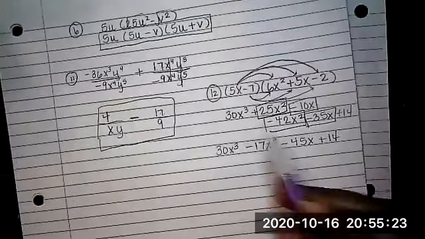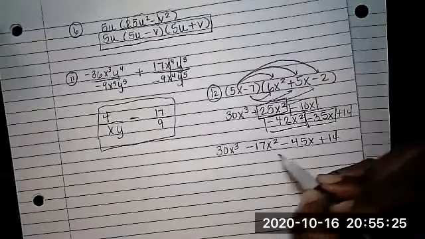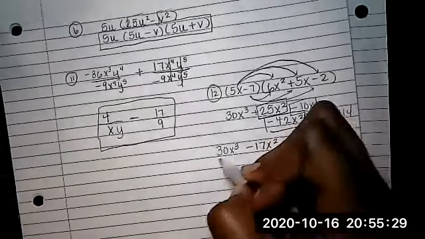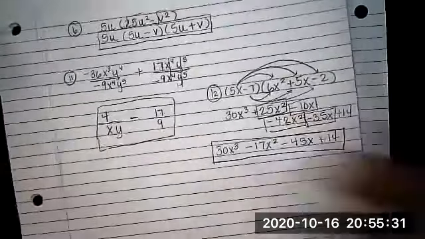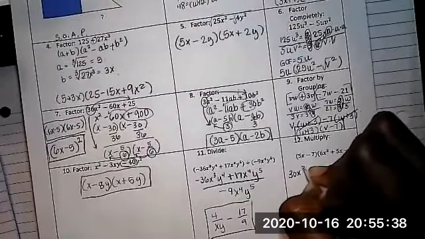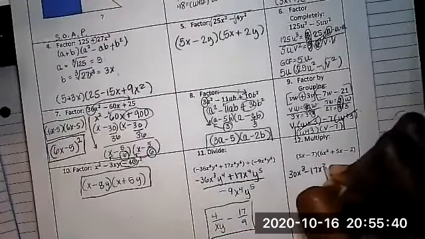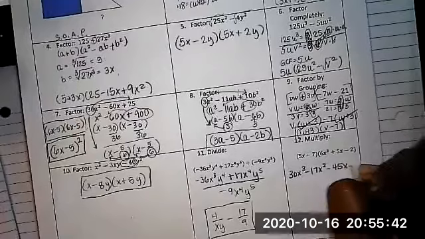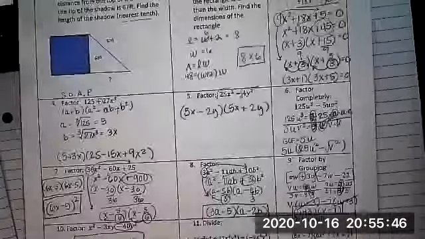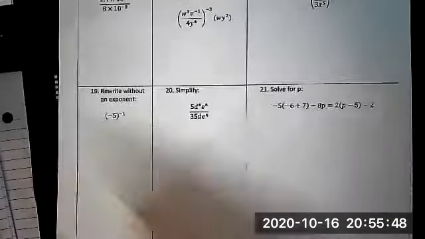Okay, this doesn't have a partner, that doesn't have a partner, so they had to stay the same. I combined these two and combined these two. That is my answer. Okay. So my answer here looks like 30x cubed minus 17x squared minus 45x plus 14. All right, next.